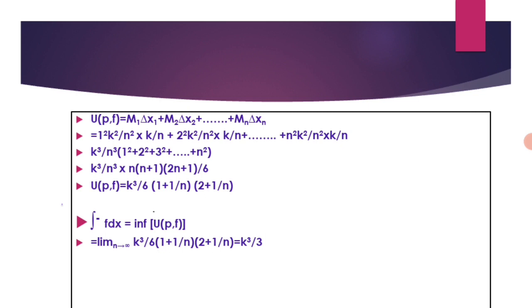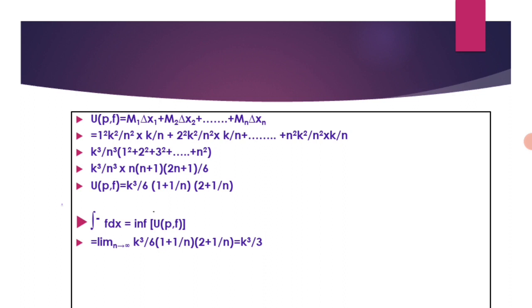Then we have the standard formula for this, that is n into n plus 1 into 2n plus 1 upon 6. So we have to apply this on it. This will be equal to k cube upon n cube into n plus 1 into 2n plus 1 upon 6. Then the upper sum equals k cube upon 6. Again modifying this formula, 1 plus 1 by n into 2 plus 1 by n. We have to calculate the infimum value of the upper sum.